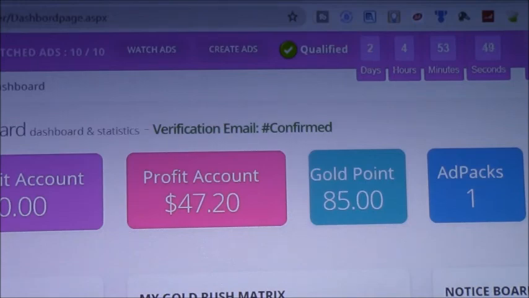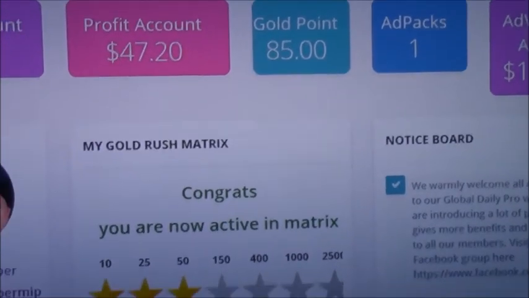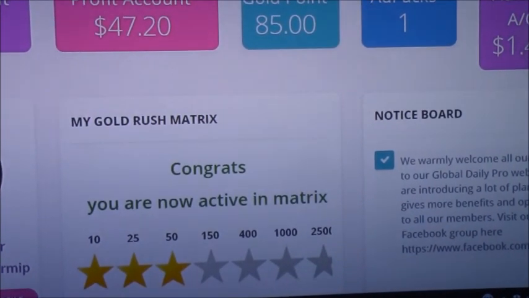It said congratulations, you are active in Matrix. And look at that, my gold rush in Matrix.